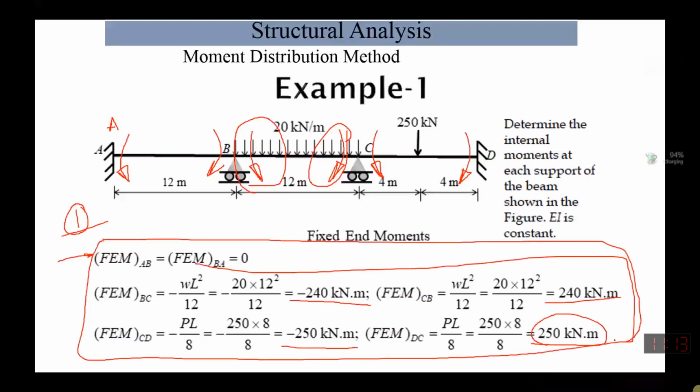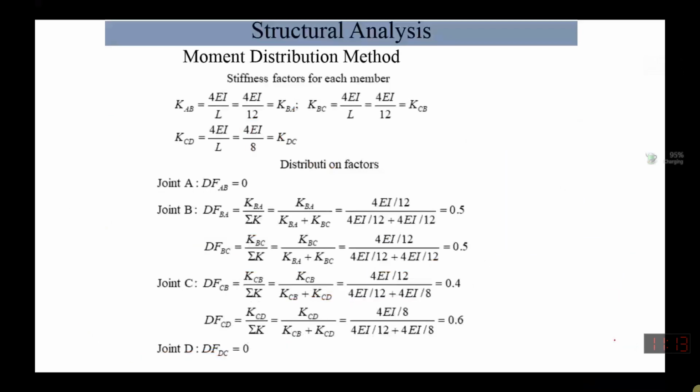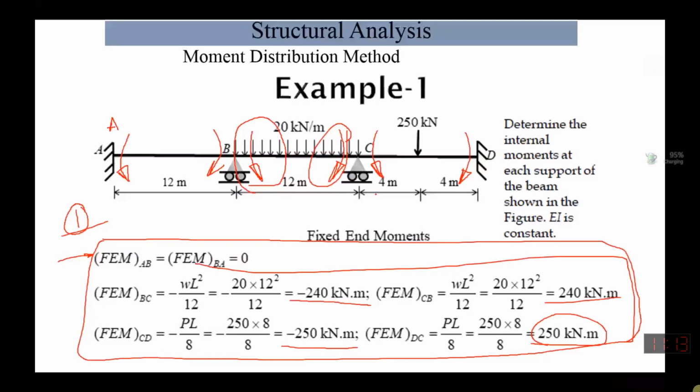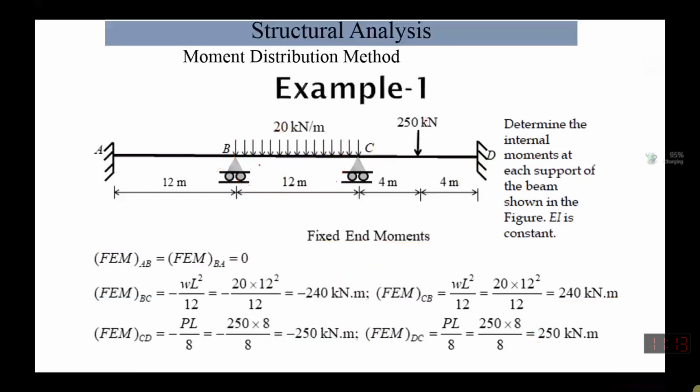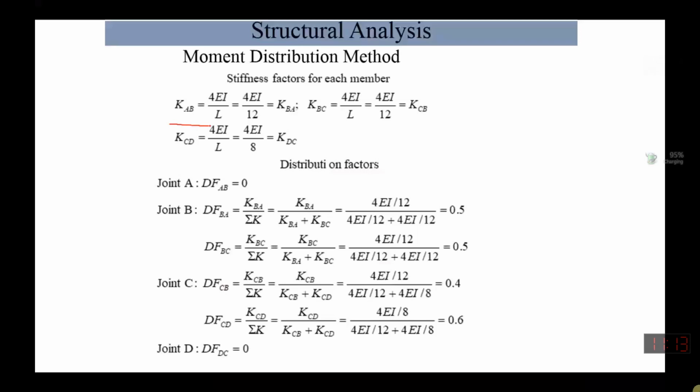Now the next step is you will find out the stiffness factor for each member: KAB, KBA, KBC, KCB, KCD and KDC. In this case of beam, all the far ends are considered to be fixed. So the stiffness factor for each member is 4EI over L.